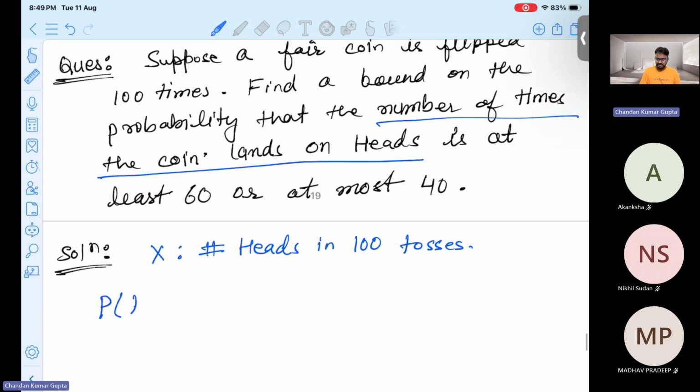Here the probability that head will occur, everyone knows because it's a fair coin, so it will be 1 by 2. Also, this random variable X follows the binomial distribution with n equal to 100 because we trial this experiment 100 times, and the probability of getting head is 1 by 2. So this is our distribution. If you do not understand, this can be understood in the next lecture, but let's see here.